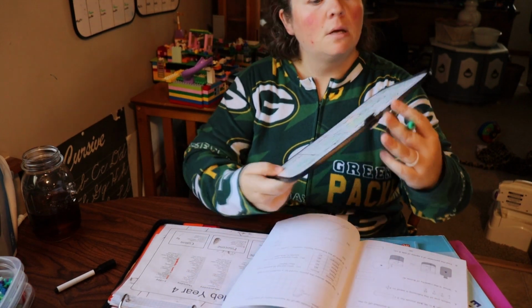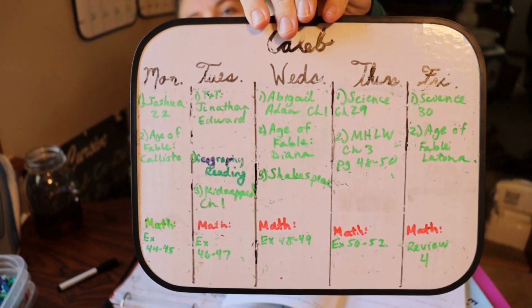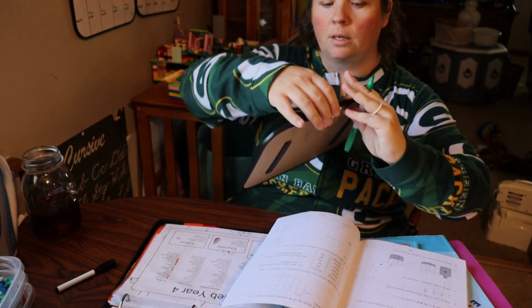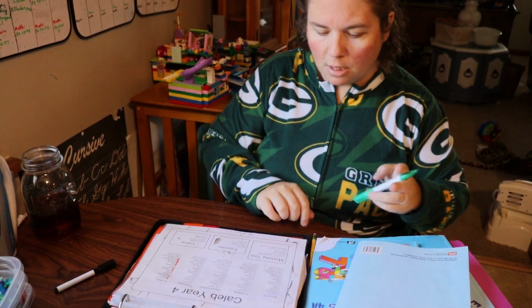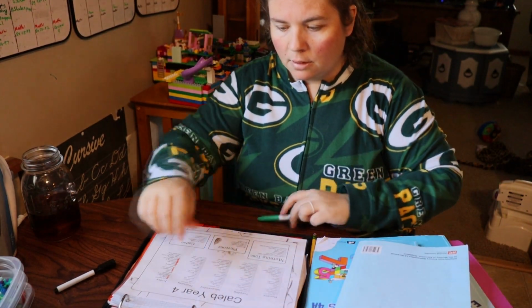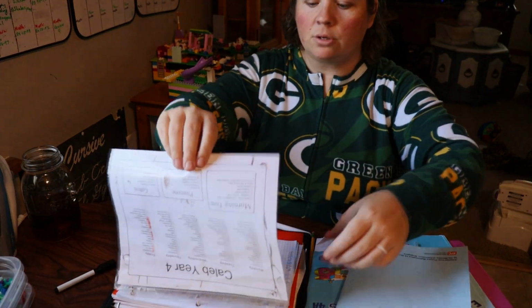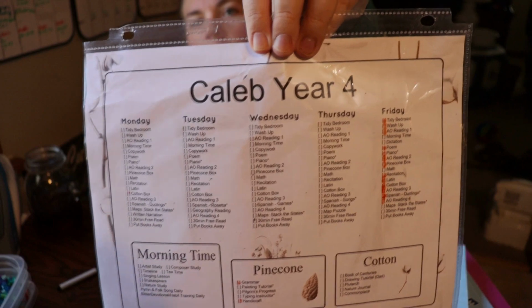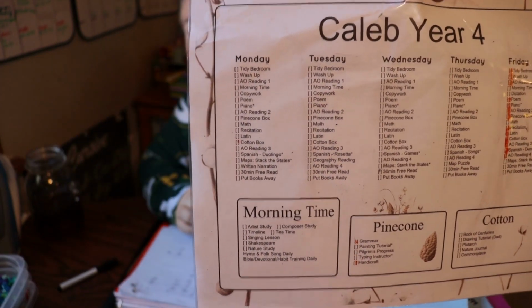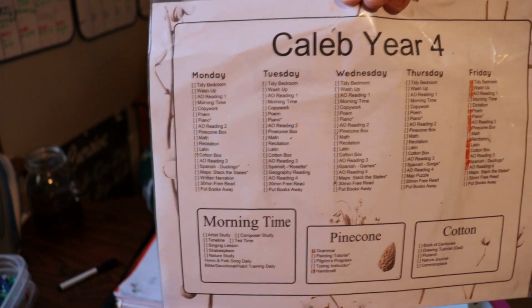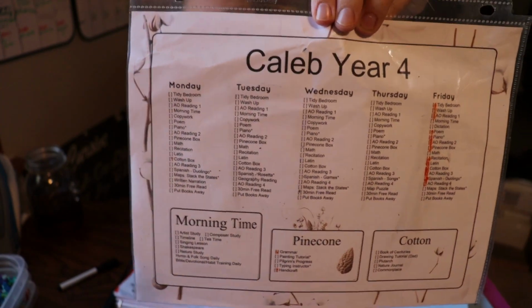So, this is what his schedule will look like for the week. His assigned readings in math, he will use that page and this daily schedule to cross off and make sure he's getting all of his subjects in. I have this printout explained more clearly in another video, so if you want to know how this chart works, I would refer you to that video.